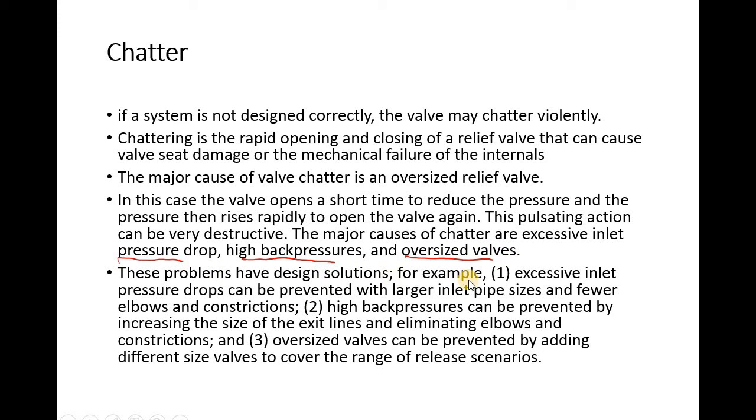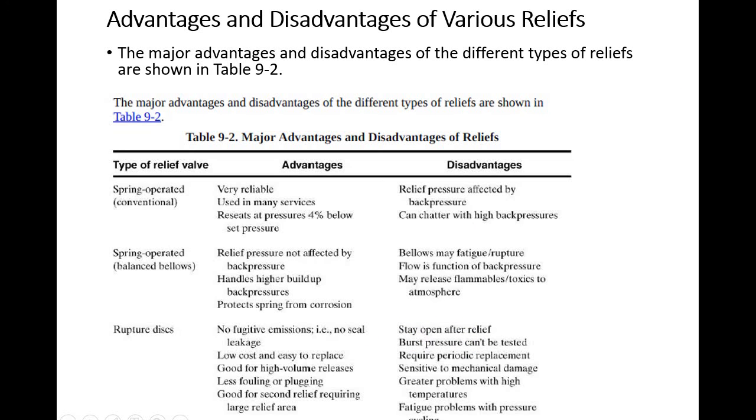So these problems have solutions. For example, excessive inlet pressure drops can be prevented with a large inlet pipe size. So if you have a large inlet pipe size and fewer elbows, you can reduce this difference in pressure. High backup pressure can be prevented by increasing the size of the exit line. Okay, so the exit line has a big pipe, so that I can have less backup pressure, so that I don't cause it to close again because of that backup pressure. Oversized valves, of course, that means I need to design it correctly.